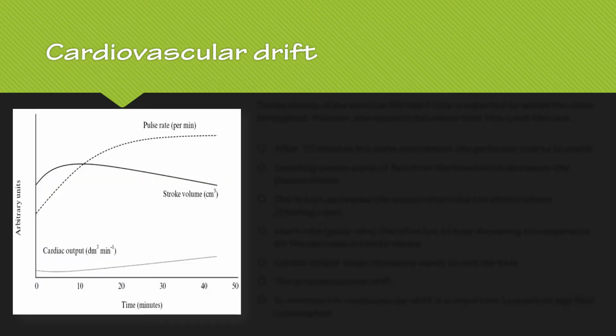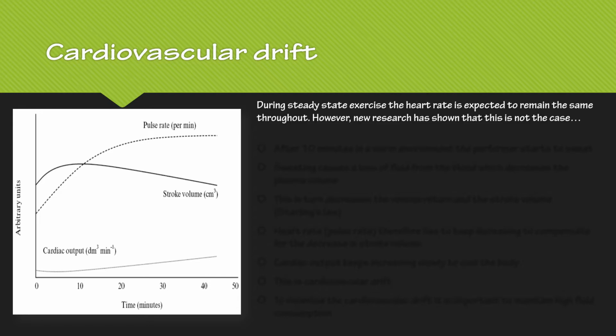Okay, so this graph is used to represent cardiovascular drift. During steady state exercise, such as jogging at low intensity, the heart rate is expected to remain the same throughout. However, recent research has shown this doesn't actually happen as you would expect. We've already looked at the heart, and we're going to look at stroke volume, pulse rate and cardiac output, and the relationship between pulse rate and stroke volume during exercise.